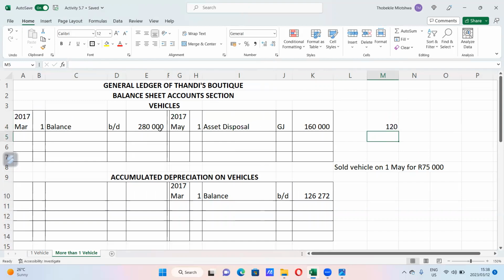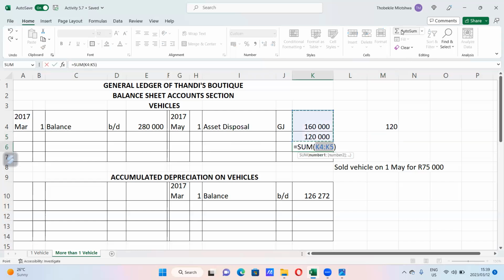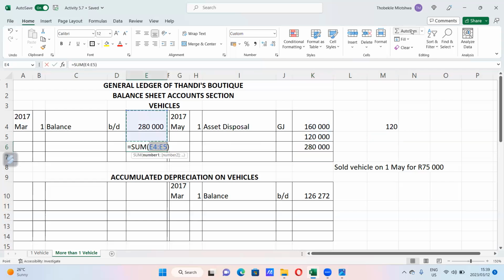So we are going to have 120. This is the smaller side, so we're going to say 120, so that when we add this, we get the same as when we add this. The top one will always be balance carried down.